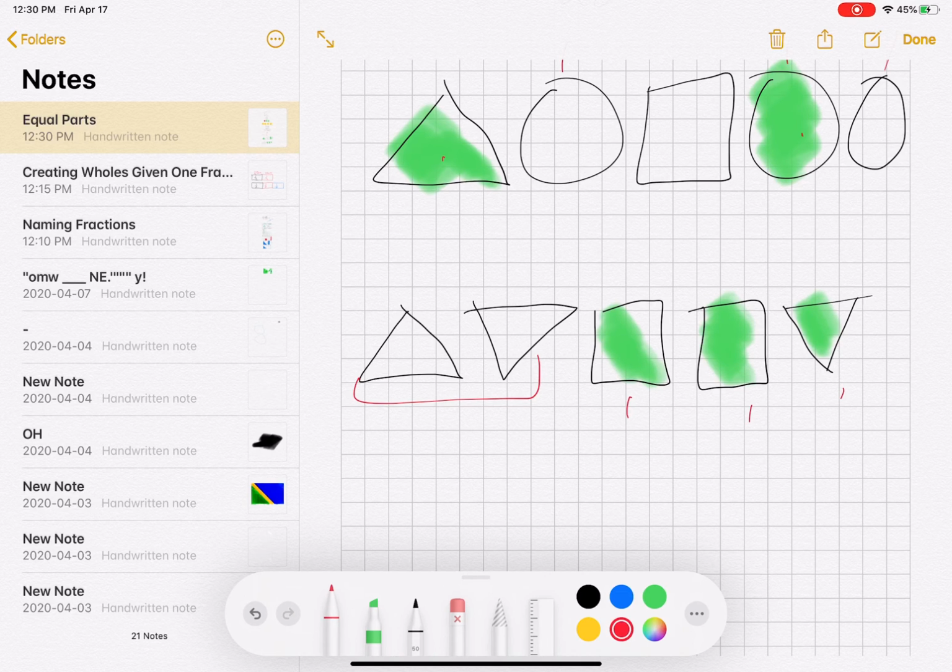And what fraction of the triangles are shaded? I have 1, 2, 3 triangles, and 1 out of the 3 triangles is shaded, so 1/3 of the triangles are shaded. And what fraction of the squares are shaded? I have 2 squares, and they're both shaded, so it would be 2 out of 2 are shaded. And what fraction of squares are not shaded? That would be 0 out of 2 are not shaded.